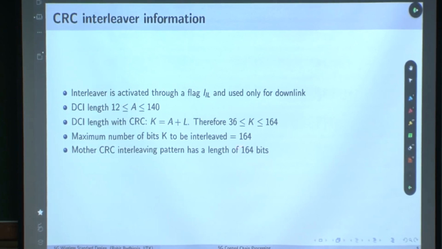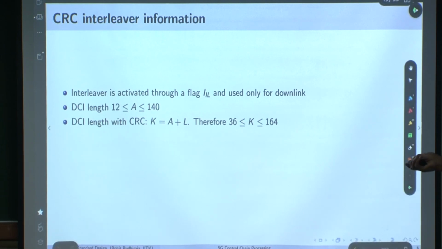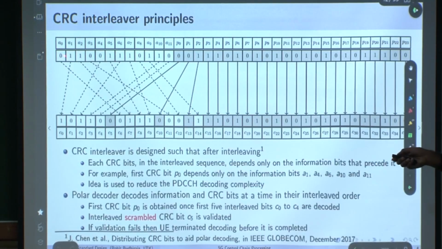What am I saying here? This interleaving pattern. What is interleaving? You take one bit and write it at a different position. That's what interleaving is. You go back and see what is happening here: you take this bit and write it at a different position, you take this bit and write it at a different position.